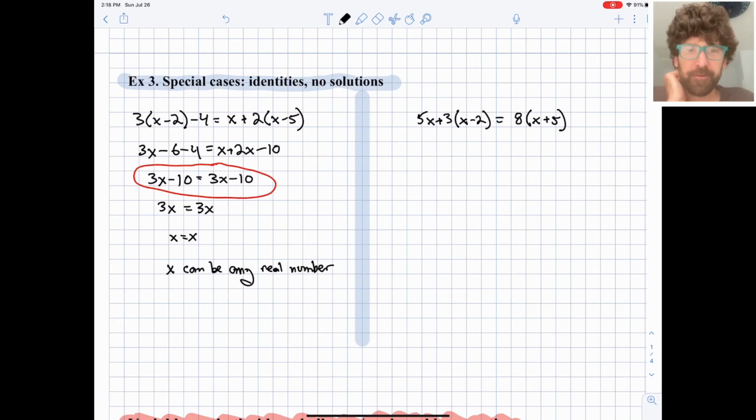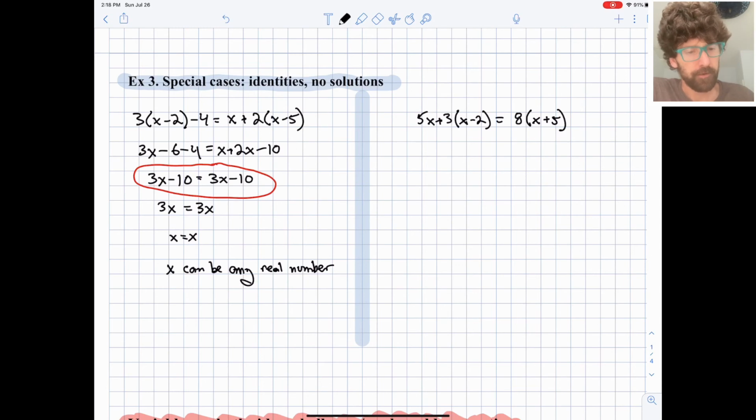At this point, by the way, you might be thinking, what the heck is a real number? Are there any numbers that aren't real? And yes, there are. There are numbers called complex numbers, portions of which are referred to as imaginary numbers, but we'll get there probably in Algebra 2. But x can be any real number in this case.